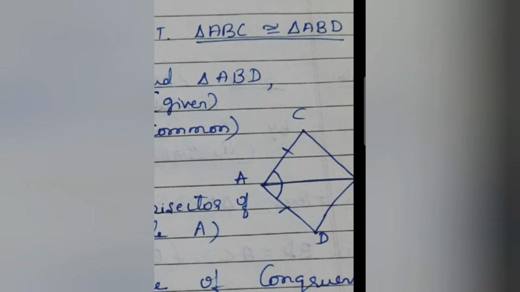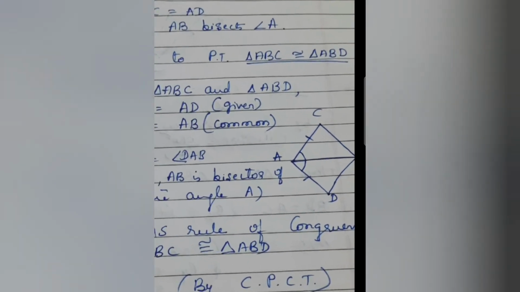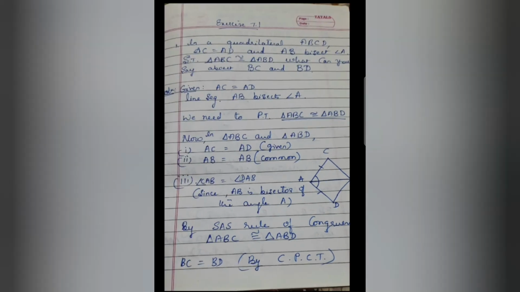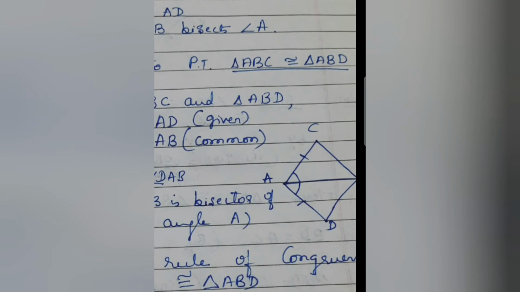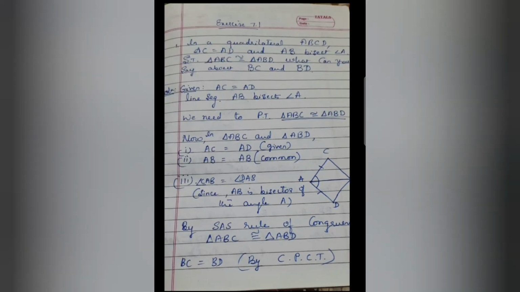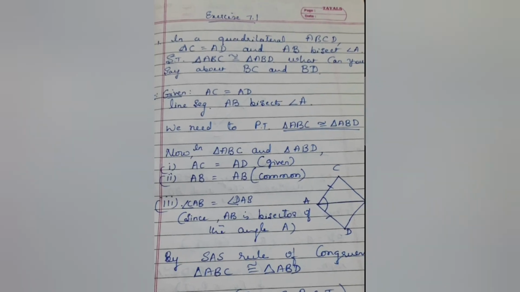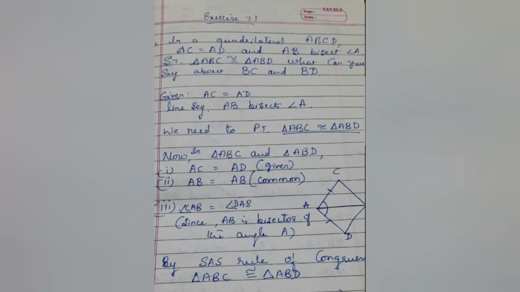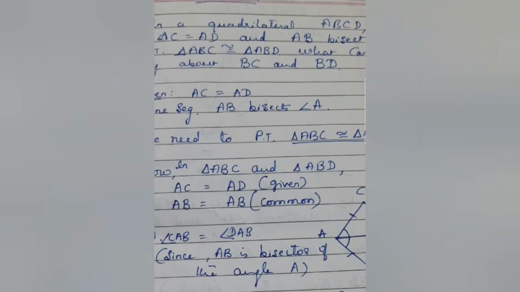There is a quadrilateral ABCD. This is a rough diagram. If you refer to your textbook, you will understand the exact figure. I'll show the question also, don't worry. Now coming to the solution. First of all, what do you get in the given? There is a quadrilateral ABCD and AC is equal to AD.